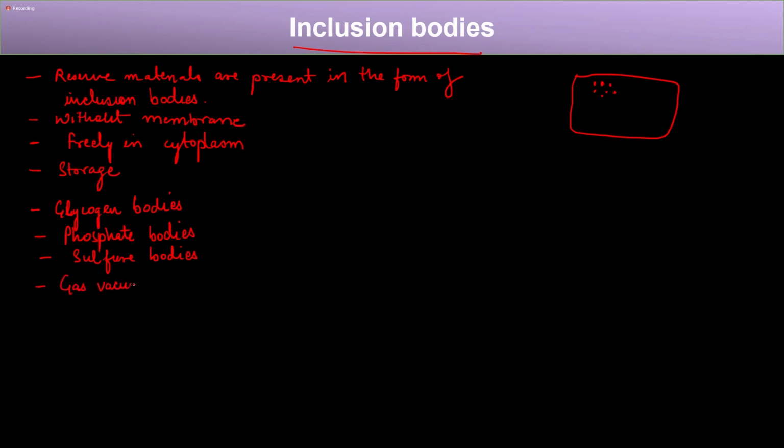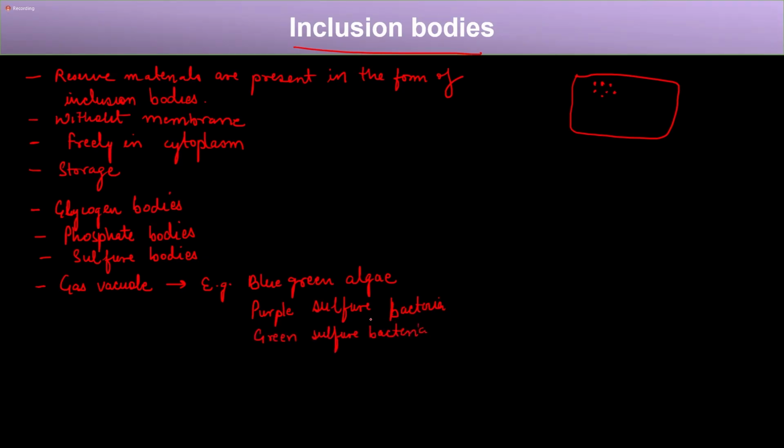So the gas vacuole is also a type of inclusion body. This inclusion body is present in certain bacteria such as blue-green algae, purple sulfur bacteria, and green sulfur bacteria. So these are the bacteria that have gas vacuoles as the inclusion body.